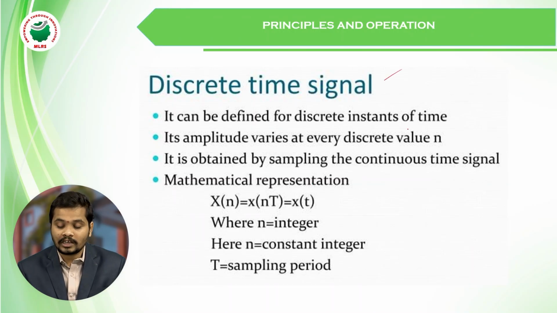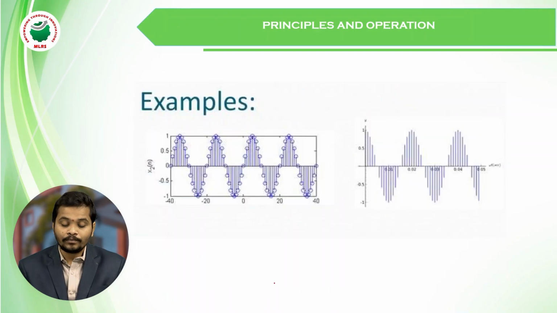And coming to the discrete signal, it is produced at particular values of time, and you have a mathematical representation like this, where n is an integer, and T is the sampling period. These are the signals produced due to sampling. If you see here, it represents particular values. These are called stems.